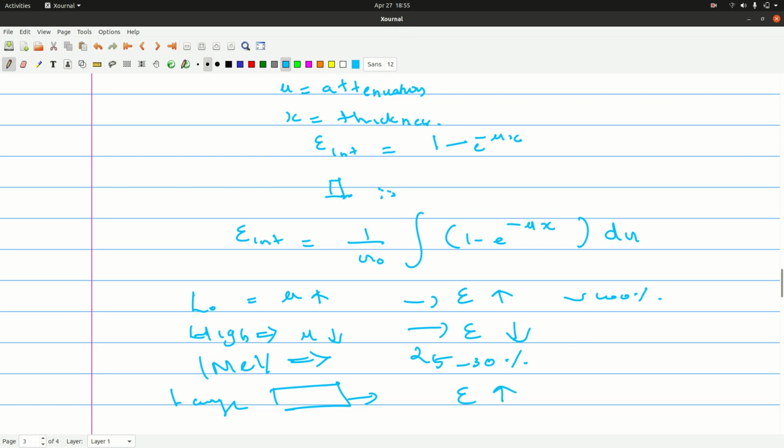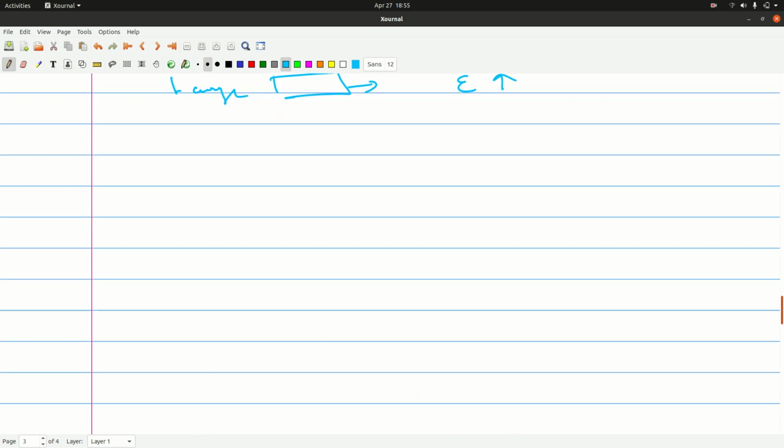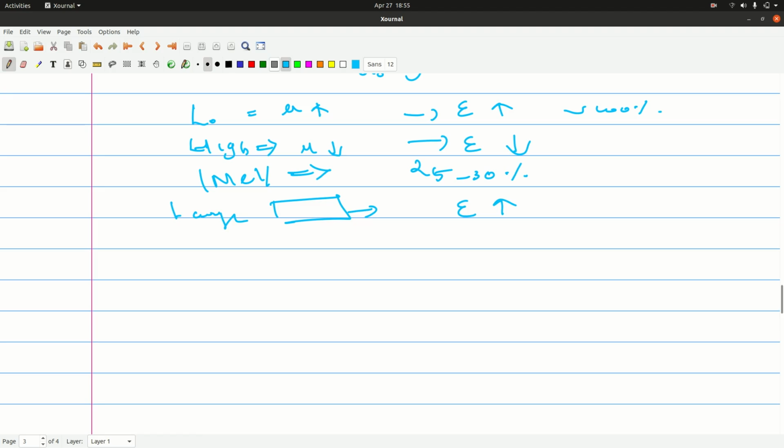Okay, those are the conditions we studied. So we studied that for charged particles the efficiency is about 100%. For gamma or X-rays with low energy, efficiency is very high. High energy means detection efficiency is low, and for larger detector size the efficiency is high. Okay.